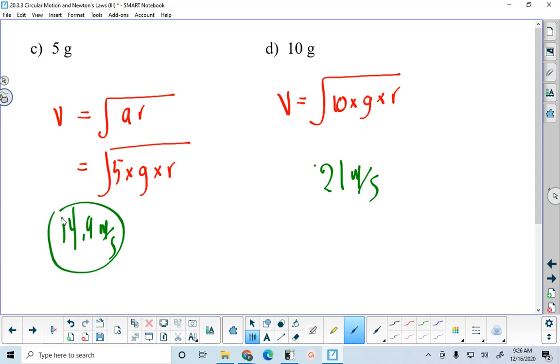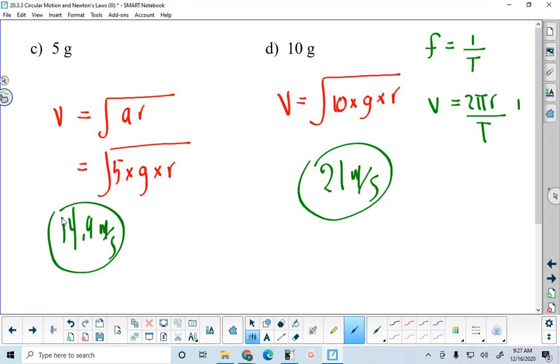Now we were also asked to find the frequency. I'm going to do only one frequency calculation for the 10G one. In order to find the frequency, you have to take the reciprocal of the period. But the only way to find the period is to use V equals 2 pi r over T. So we're going to have to use this formula first to find the period, and then we're going to use this formula second to find the frequency. And again, I only feel as though we need to do this with one of these.